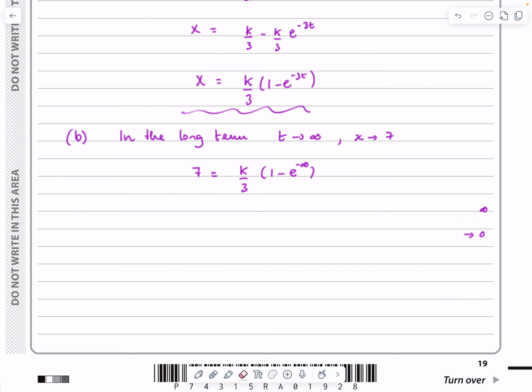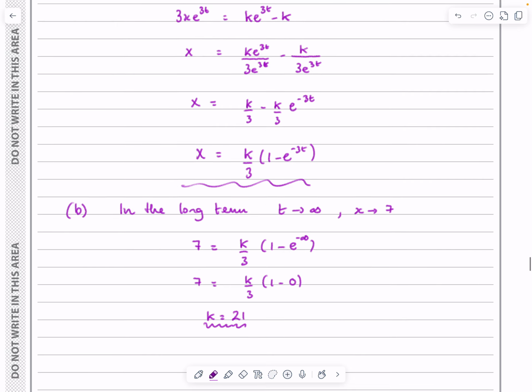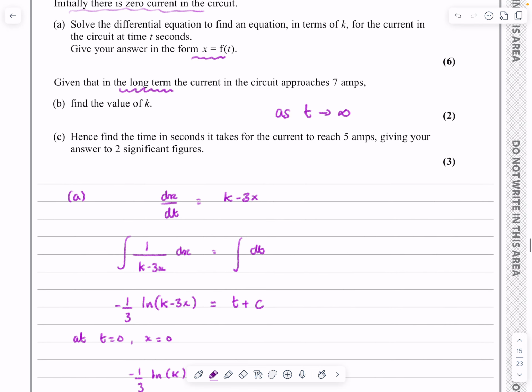I'm quite happy to then say, if I've got to this stage, 7 is going to equal k over 3, 1 minus 0 in this case. Okay, so k is going to work out to be equal to 21. So k equals 21. That's my constant, if what they told me was true for part B, that as t tends towards infinity, x tends towards 7.